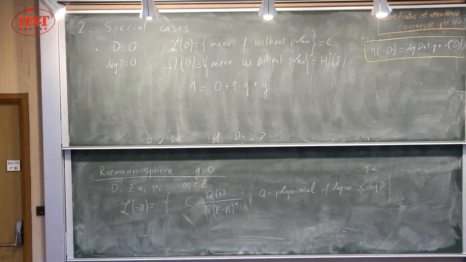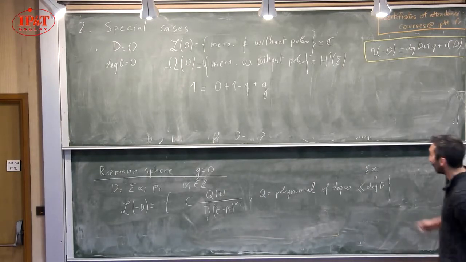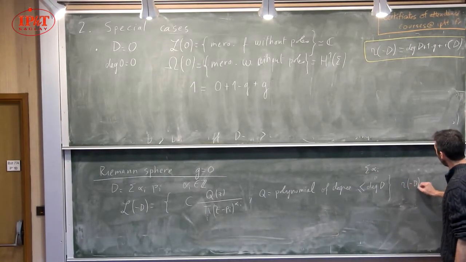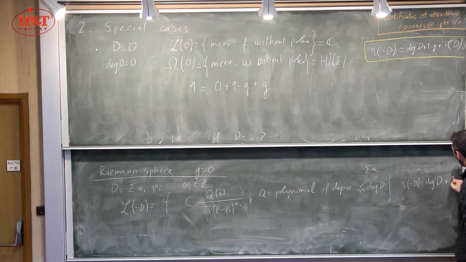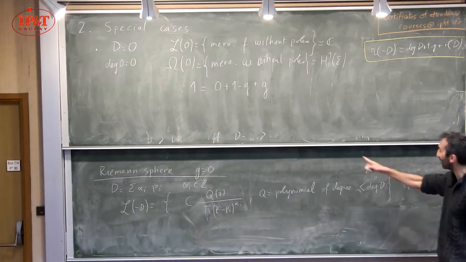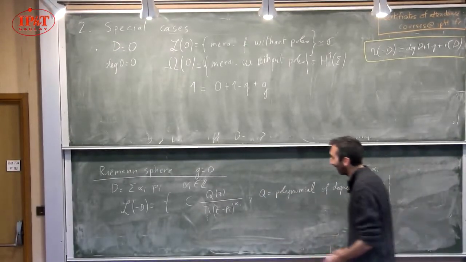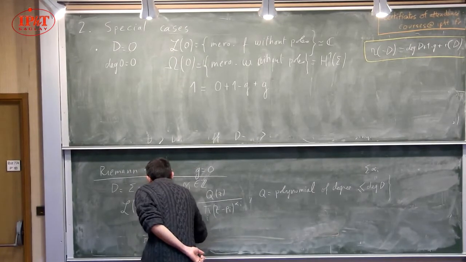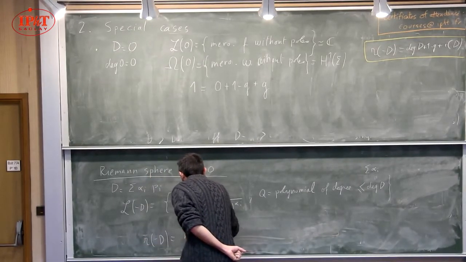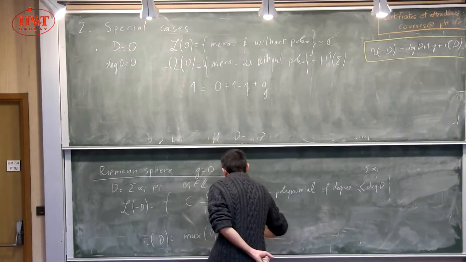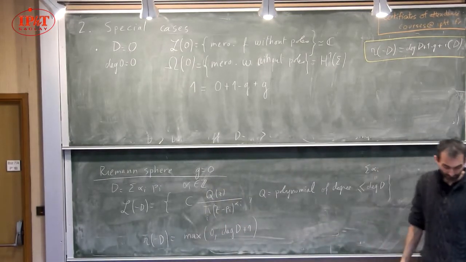So, what is the dimension of that space? Well, it's easy. It's the dimension of the space of polynomials of degree at most d. So it's degree d plus 1. So R of minus d is degree of d plus 1. No, sorry. It's not true because the degree could be negative. So it's not true. Sorry. R of minus d is the max of 0 and degree of d plus 1. And this max is important.